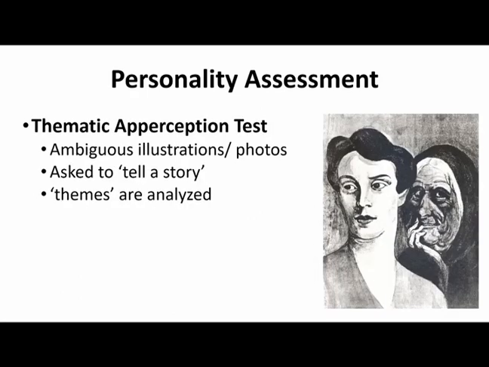The second type of these tests are the Thematic Apperception Tests, where individuals are shown ambiguous illustrations or photos and asked to tell a story about what they see. Though these images tend to be less ambiguous than the Rorschach tests, they are still more ambiguous than normal photographs. So the one here, for example, you're not quite sure what's going on. There are two people. What's happening?